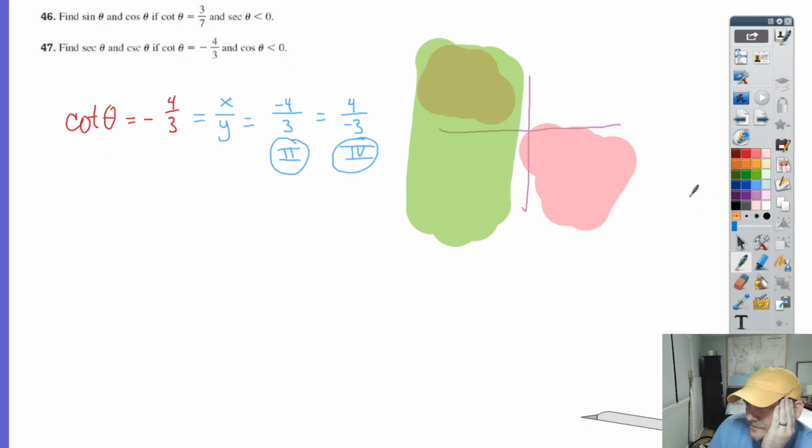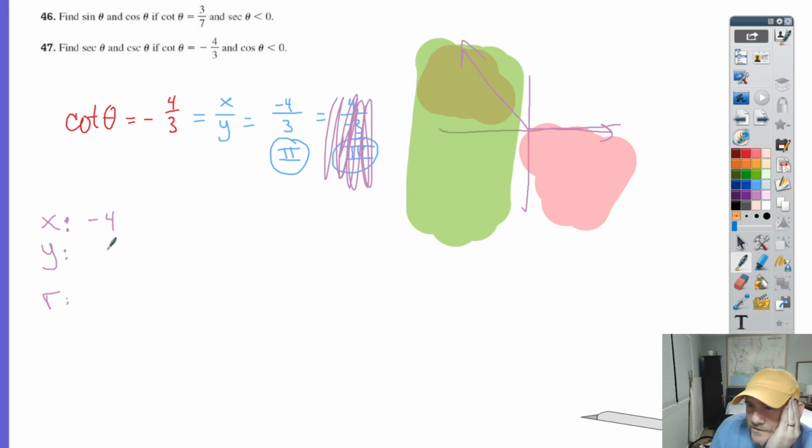We know that we live in quadrant 2, and because we're in quadrant 2, our x and y must be a negative x with a positive y. So negative 4 is the x coordinate, and 3 is the y coordinate. And if you remember, we talked about Pythagorean triples. 3, 4, 5 is a Pythagorean triple. So you should know instantly that your radius is 5.